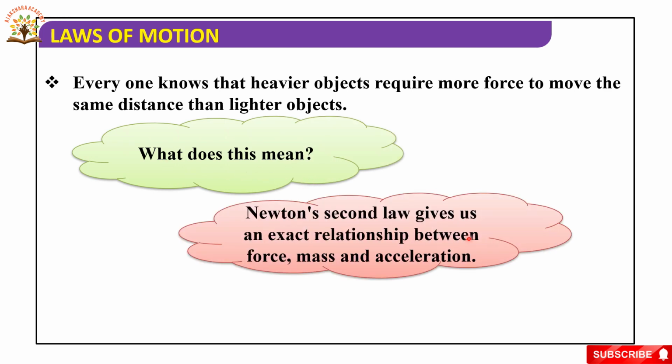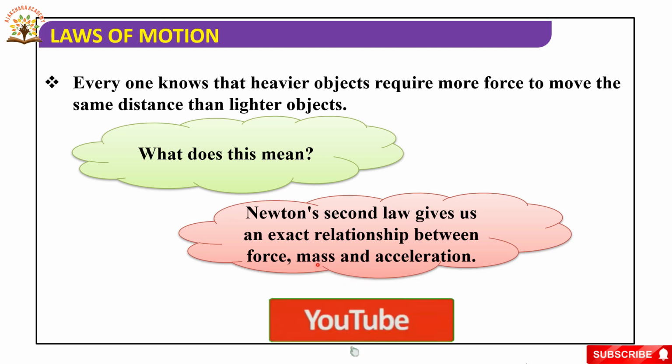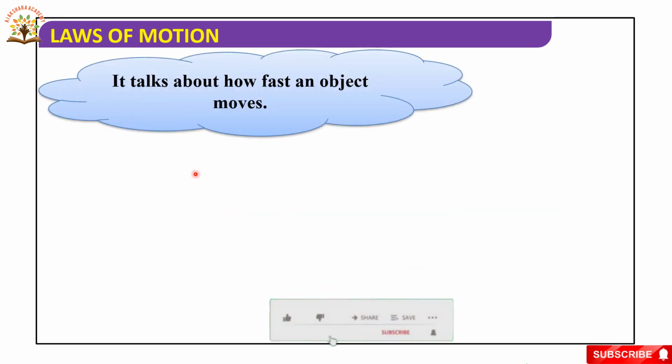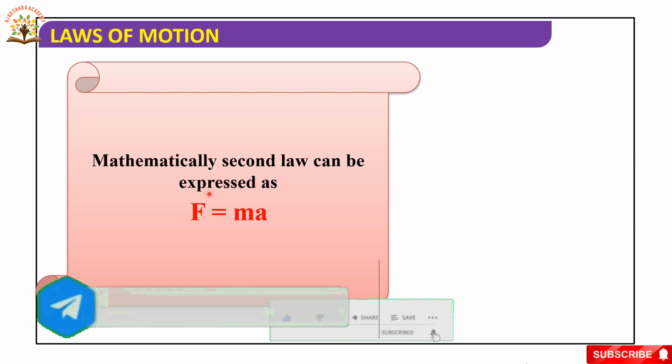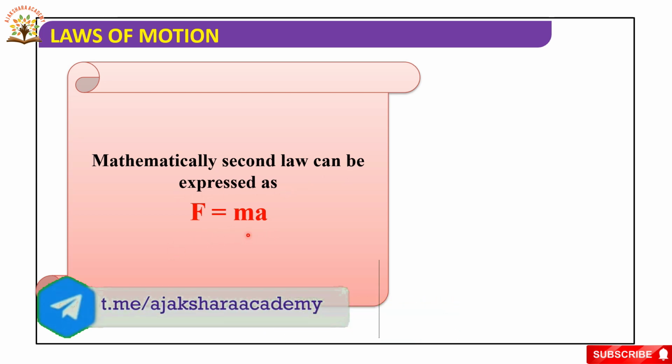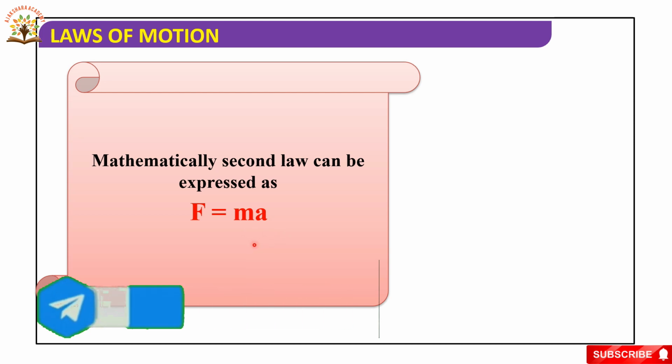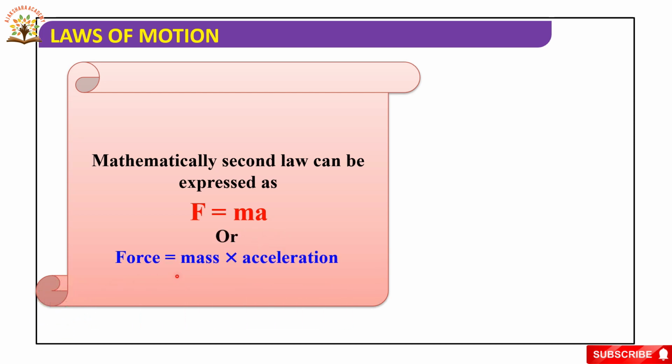So, Newton's second law gives us an exact relationship between force, mass and acceleration. It talks about how fast an object moves. Mathematically, the second law can be expressed as F equals ma, that is, the product of mass and acceleration. F, or force, is equal to mass into acceleration.